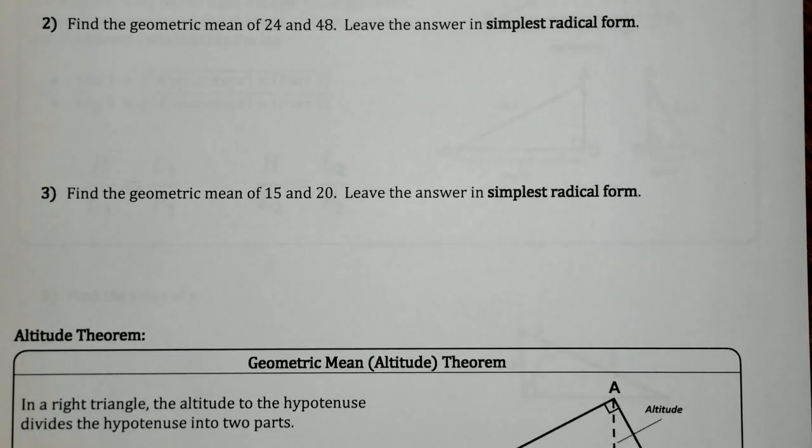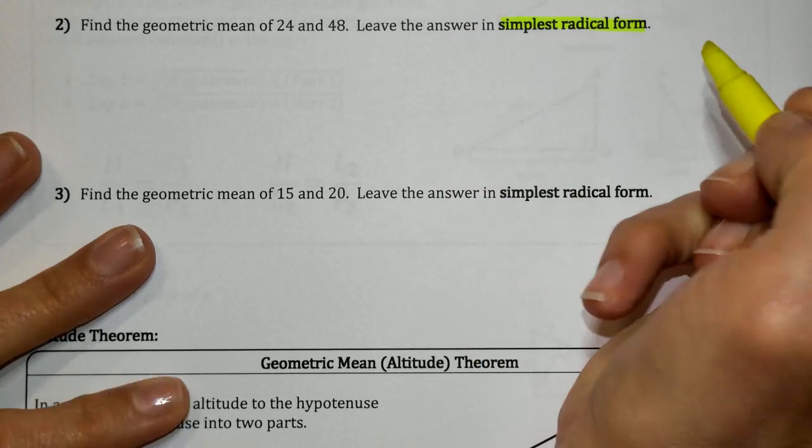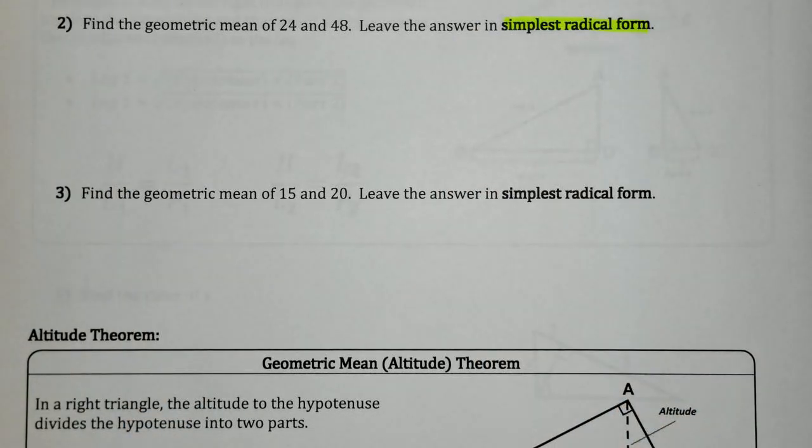We are going to go ahead and find the geometric mean of 24 and 48. The geometric mean is represented by that letter x. We're going to leave this in simplest radical form. If you are not one of my school's students, you can also look up simplifying radicals on my videos to figure out exactly what we're doing here.